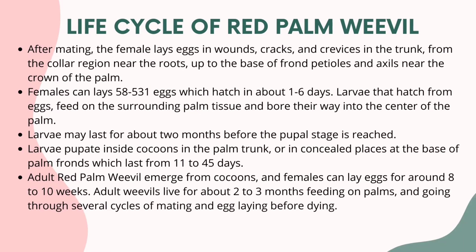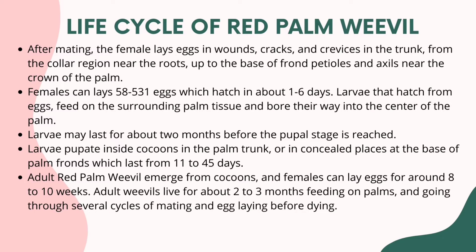For the life cycle, after mating, the female lays eggs in the wounds or cracks in the trunk, from the region near the roots up to the base near the crown. Females can lay many eggs, which hatch in about 1 to 6 days. Larvae that hatch from eggs feed on the surrounding palm tissue and bore their way into the center of the palm. Usually, the larval stage may last for about 2 months before the pupa stage is reached.